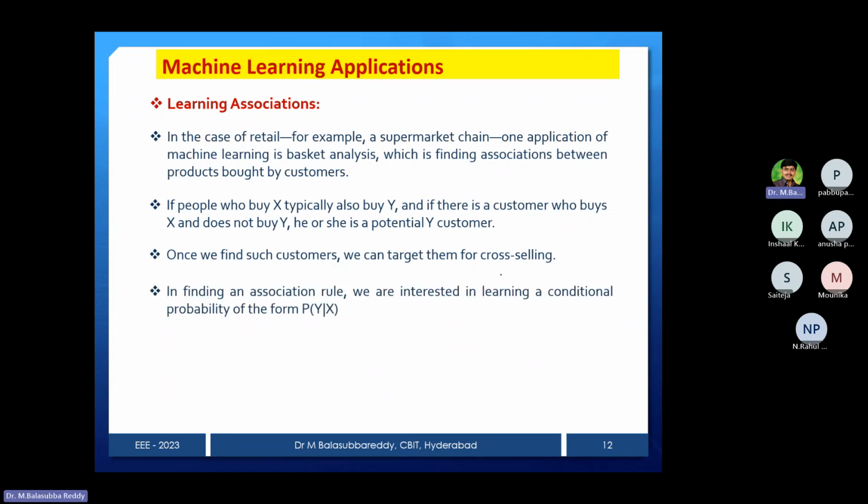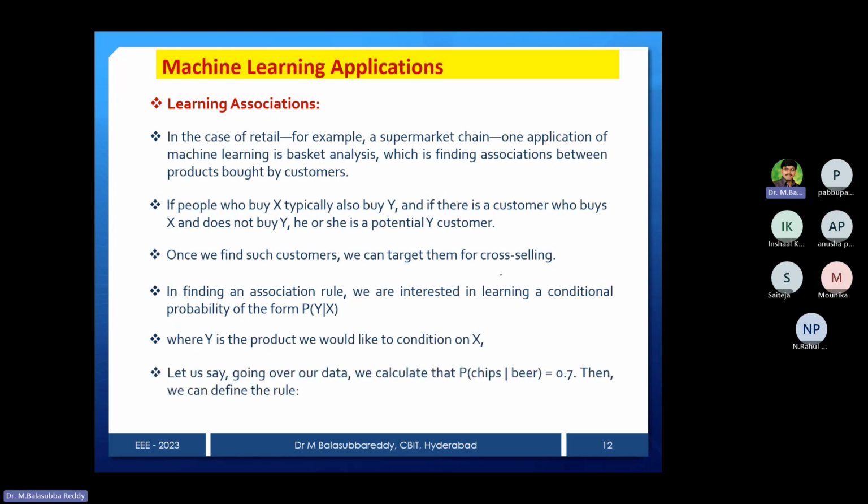We can target more if we know the combination. Like you can see here the conditional probability, probability of Y with X. So how much probability may be there that if product X is there with you, there is a chance of buying product Y. Like that, let us calculate the P. What is the P here? Probability of chips with beer, so that is 0.7, let us assume that.